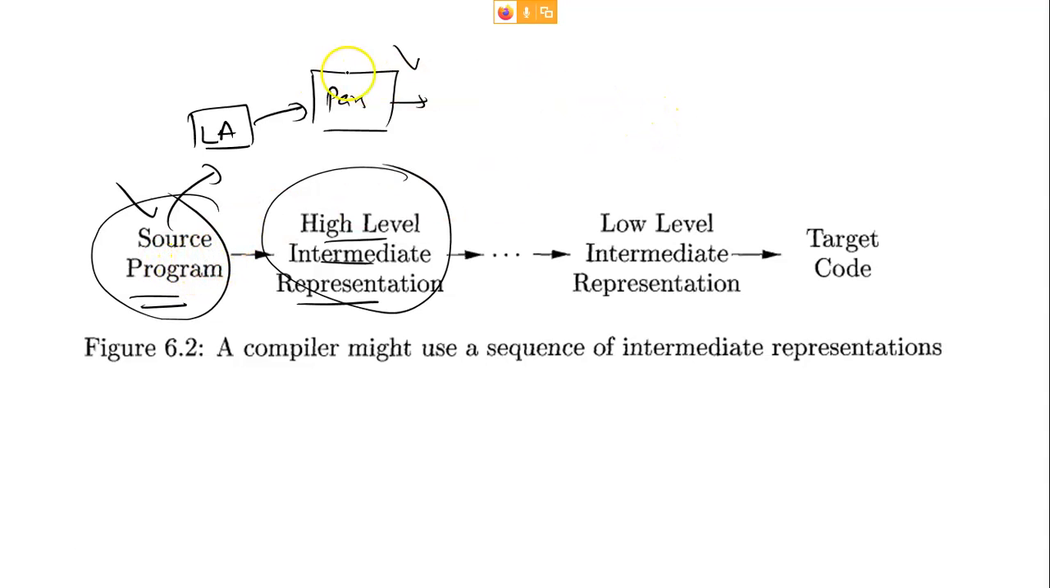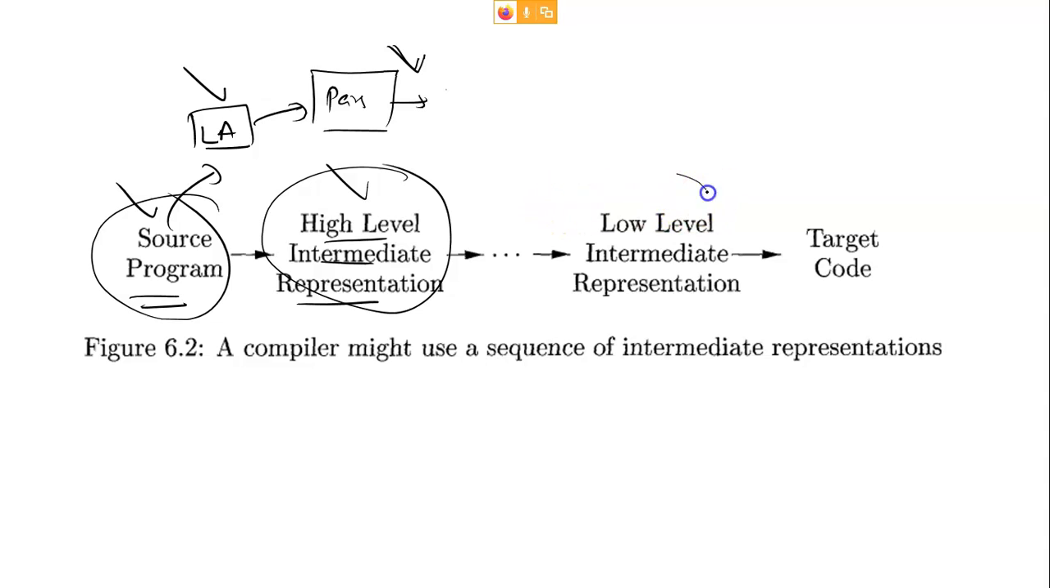These first three stages, lexical analysis, parser, and semantic analysis, are close to high level, and the remaining phases like optimization and code generation are close to low level. Low level means machine level. Anyway, the parser creates the syntax tree, and that syntax tree itself is an intermediate representation.